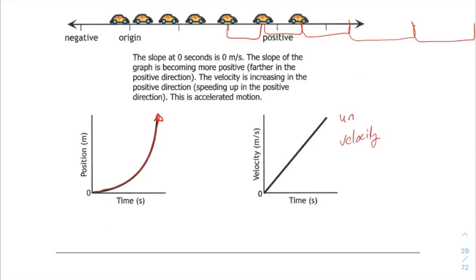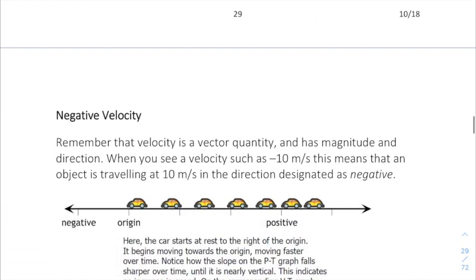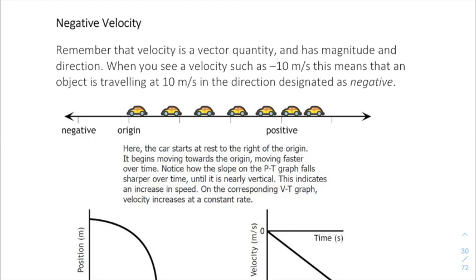So we can say that a uniform velocity still creates a curved position time graph. Now, you could also move away from your original position. That could create a negative velocity. This does not mean that the object is slowing down. It just means that it's moving in the negative direction.